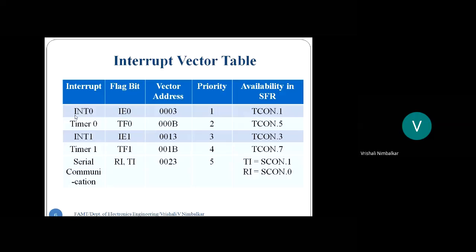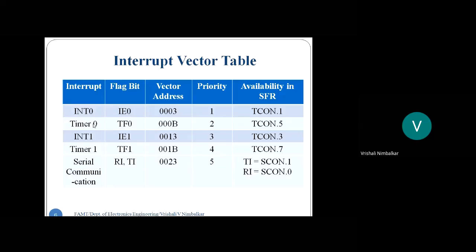Whether the particular interrupt has occurred or not, the programmer can see that information. So whether the INT0 hardware interrupt has arrived or not, the programmer can keep on checking the IE0 bit. Correct? Whether the timer interrupt has arrived or not, the programmer can keep on checking the TF0 bit. Or the other way to understand: when an INT0 interrupt arrives, the IE0 bit is set. Interrupt enable 0 bit is set.